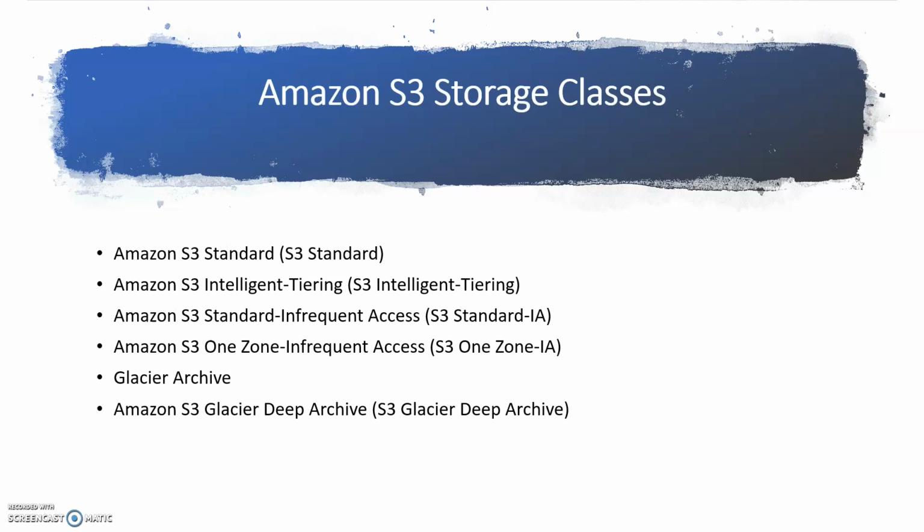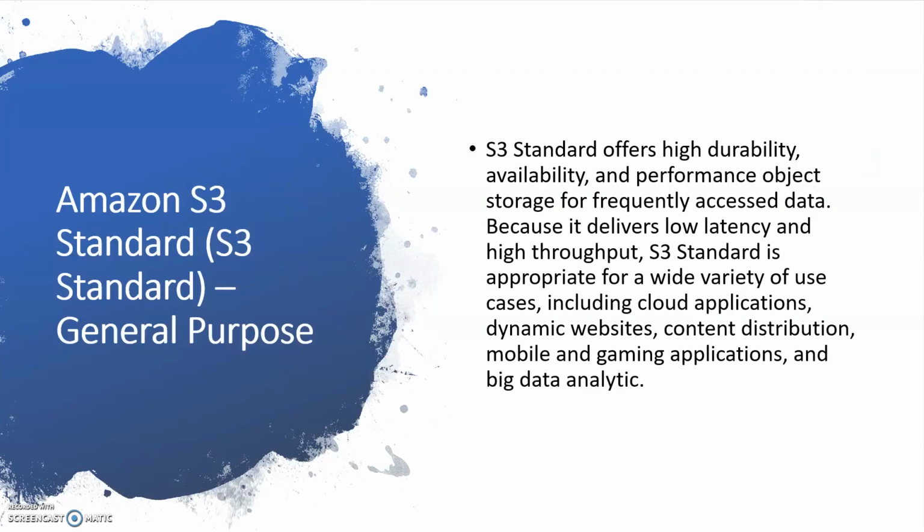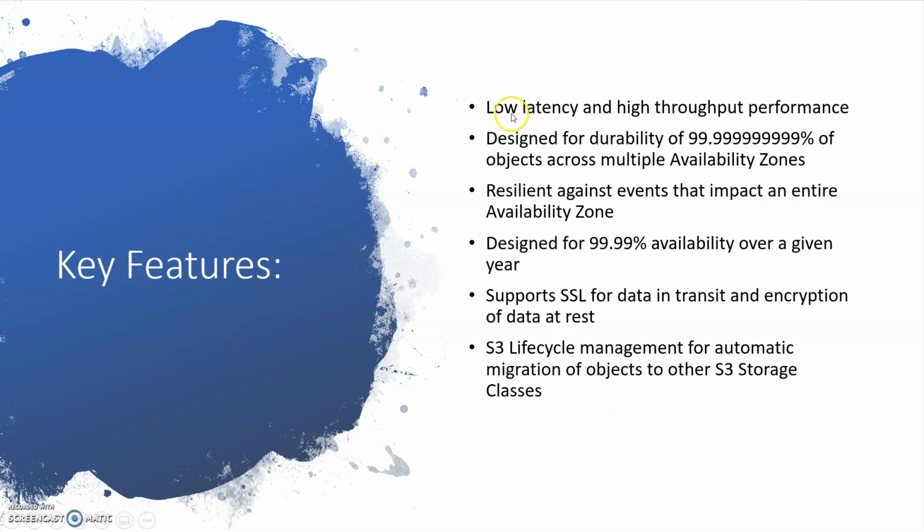Now, Amazon S3 provides six different storage classes. The Amazon S3 Standard is the general purpose one. S3 Standard offers high durability, availability, and performance object storage for frequently accessed data because it delivers low latency and high throughput. So S3 Standard is appropriate for a wide variety of use cases, including cloud applications, dynamic websites, content distribution, mobile gaming applications, and big data analytics. This is the general purpose class which is used by a lot of companies in today's world.